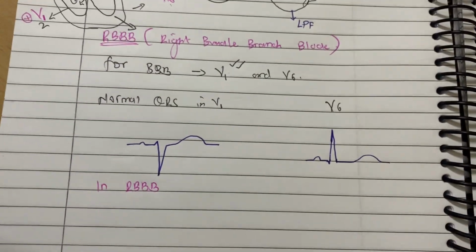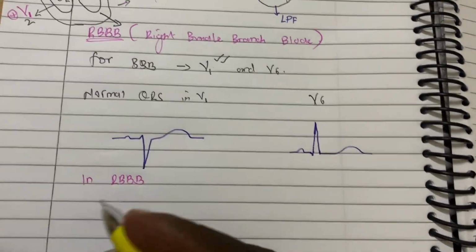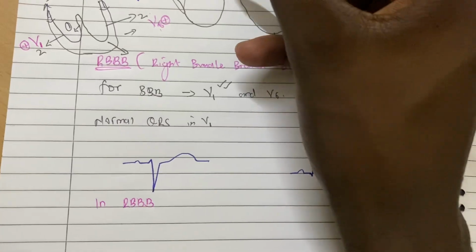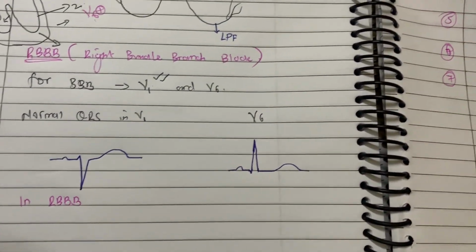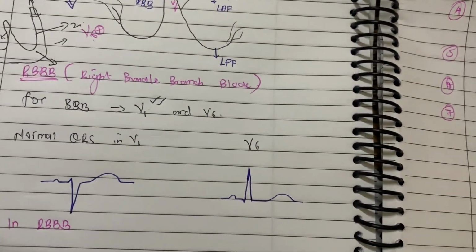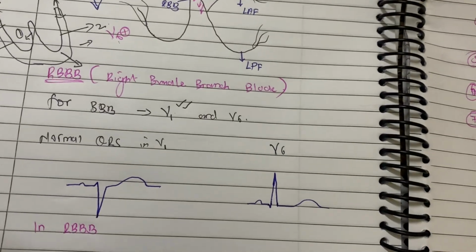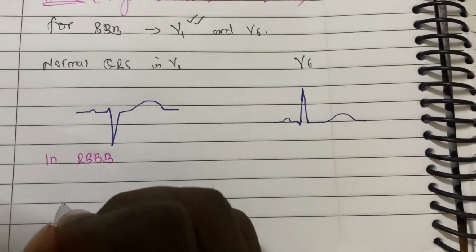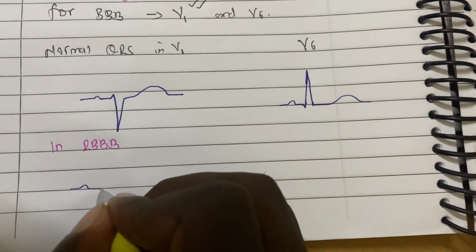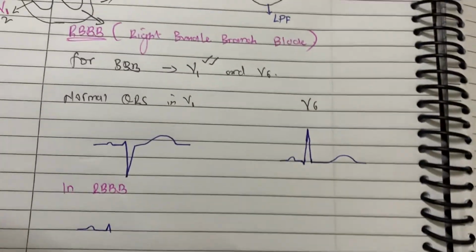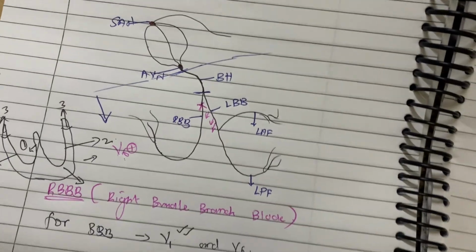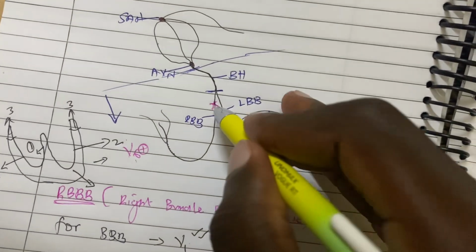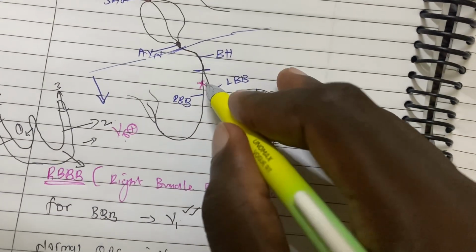So in RBBB, what do we expect? We expect phase 1 of ventricular depolarization, that is septal depolarization, to remain unchanged because it is depolarized by the left bundle branch. So we get the normal P and then still a small r. Now what happens to 2? In 2, since this one is blocked.